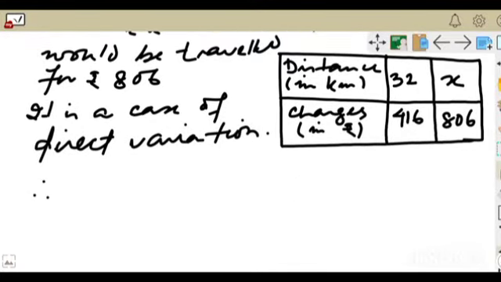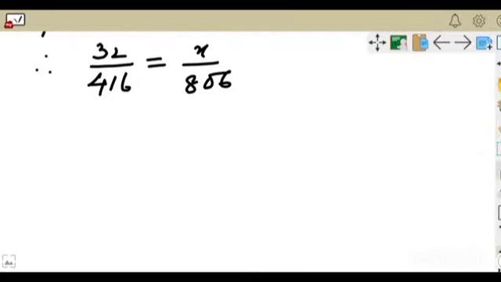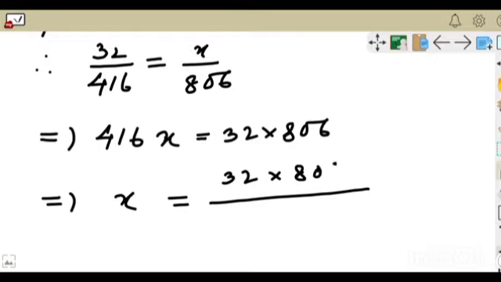Okay, below that, let me write like this. Therefore, 32 distance divided by charges, so 32 divided by 416, will be equal to what? Distance x divided by the charges 806, x divided by 806. So from here we are going to find the value of x. This implies 416x. We have done the multiplication. Then next, 32 into 806, which equals x.